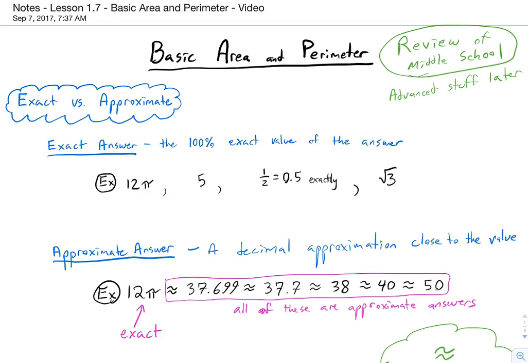All right, so this is going to be a quick one. This is just a quick review of basic area and perimeter. You probably saw this in like 6th, 7th, and 8th grade. We'll go more into detail in chapters 11 and 12, but this is just the basics.